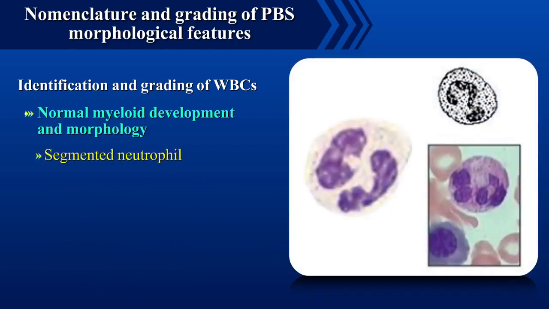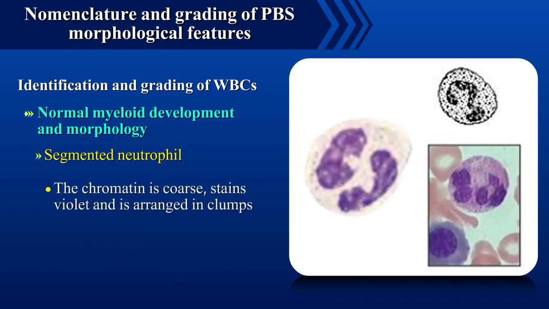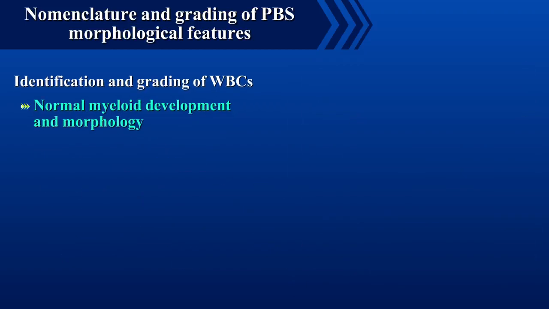Segmented neutrophil is 10 to 14 microns in diameter with a lobulated nucleus, usually with 3 to 4 lobes, but a small number of 2 and 5 lobe neutrophils may also be seen. This lobulated nucleus is connected by a thin thread of chromatin. The chromatin is coarse, stains violet, and is arranged in clumps. There is abundant pink cytoplasm with many small secondary granules.